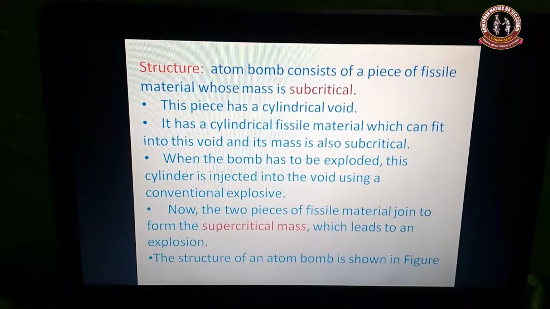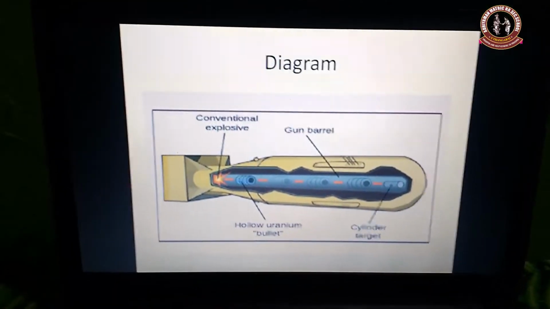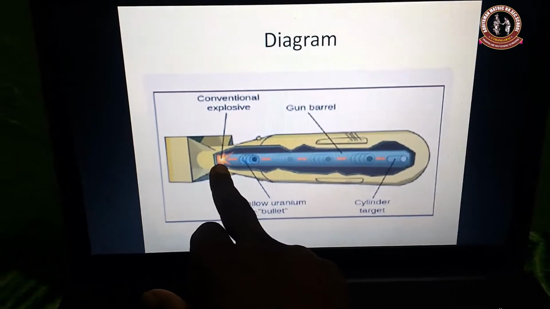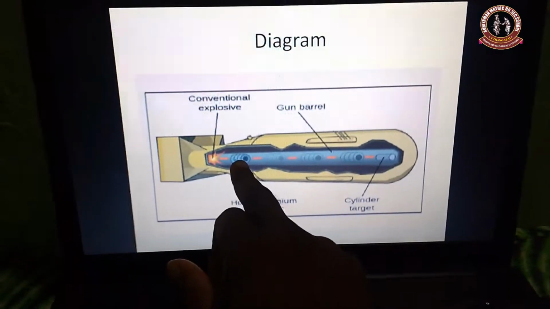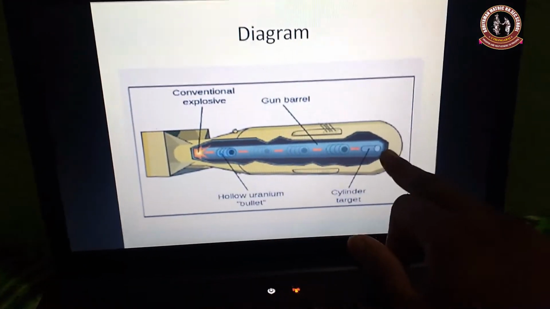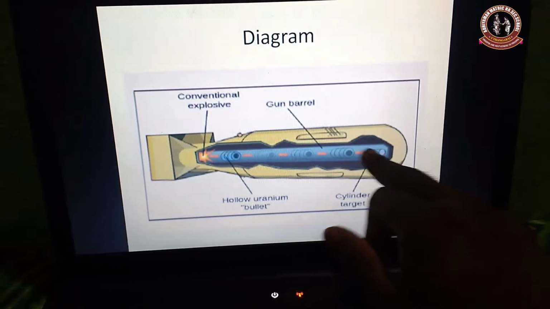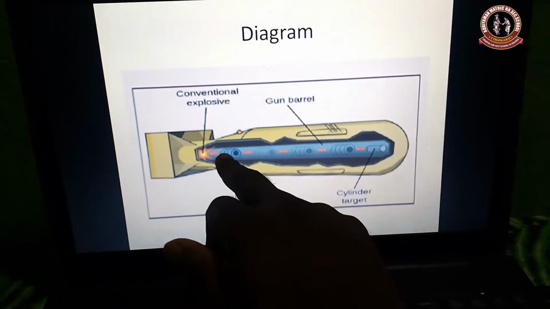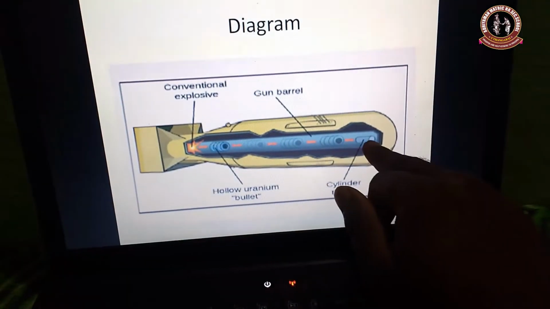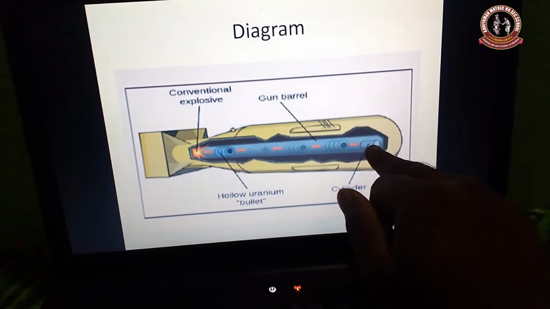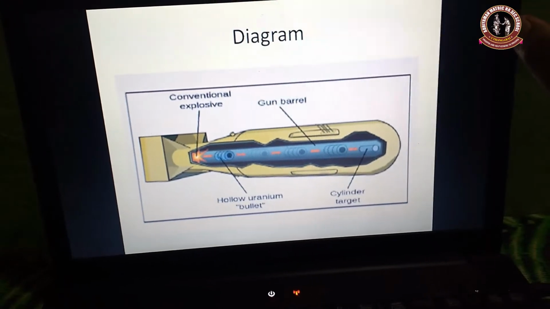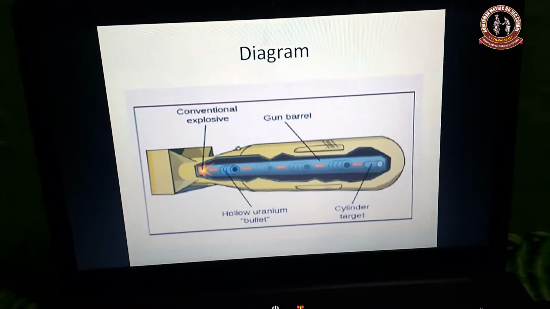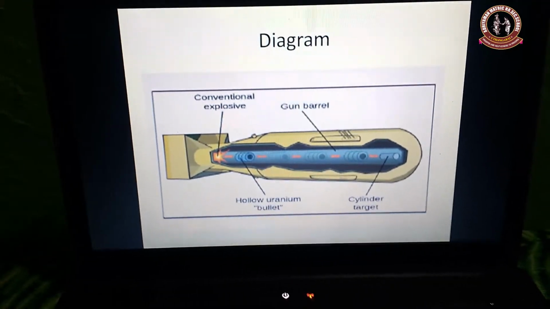Next we are seeing the original diagram of an atom bomb. This is the conventional explosive, this is the detonator, this is a cylindrical void, and this is a cylindrical fissile material. Once the initial explosive explodes, this cylindrical void moves towards the cylindrical fissile material. They both get joined and become a supercritical stage and produce a fission process.